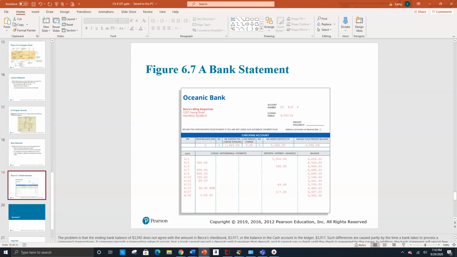So here's an example of a bank statement. I'm sure, hopefully all of you have seen one of these before, where you have your running balance and your ending balance of your account. We'll learn how to do a bank reconciliation in the next learning objective.